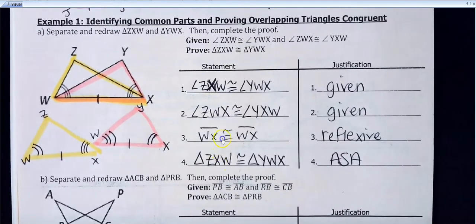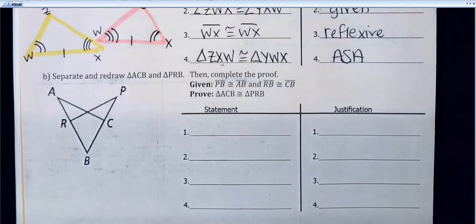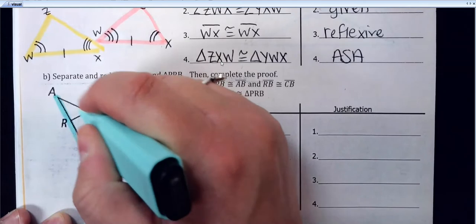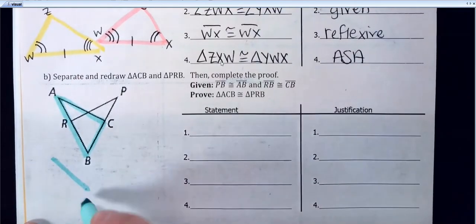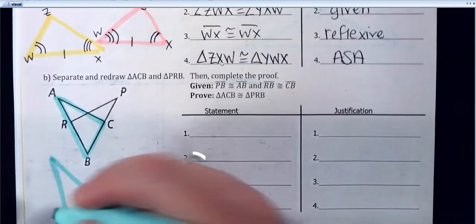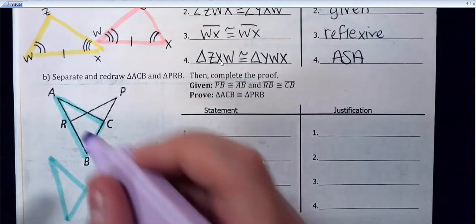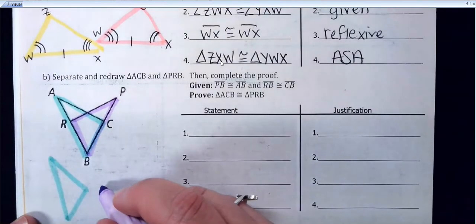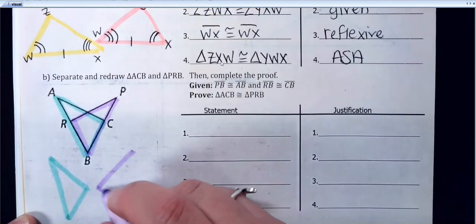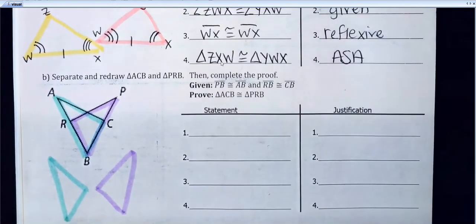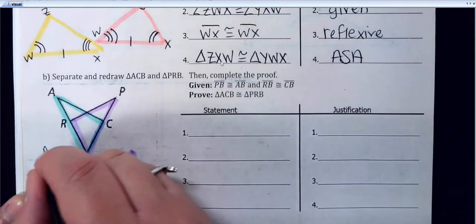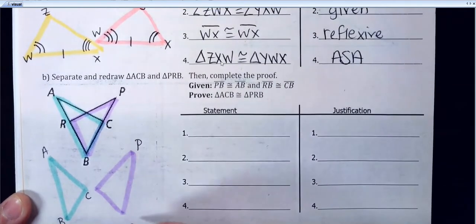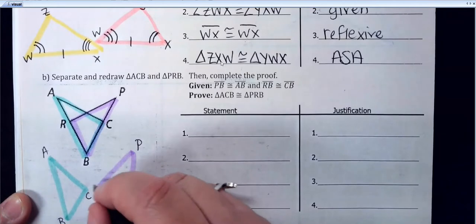All right. Let me try this one. Okay, I'm just going to grab two different colors. So ACB would be this triangle here. And again, I'm just going to try to kind of redraw it below. And then I have PRB. I'm sure it's not going to be perfect, we're just going to try our best. And I'm only going to use the letters that I have in that triangle when I separate it. So ACB and then PRB.